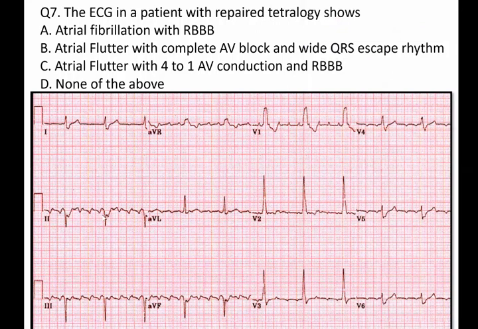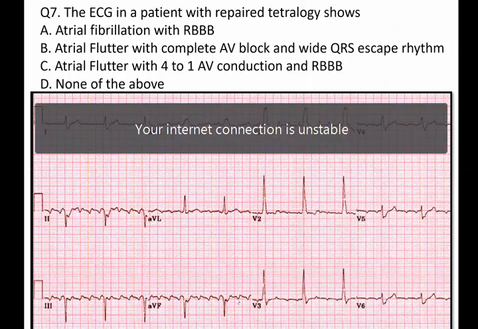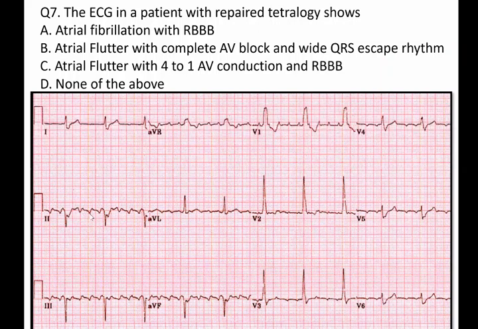Now if you look at leads 2, 3 and aVF, you have inverted P waves, which are well-formed P waves and are regular with an atrial rate of about 250 beats per minute. And you have QRS complexes which are wide and showing right bundle branch block type morphology and left axis in the frontal plane.